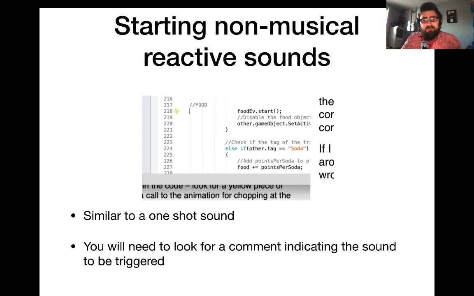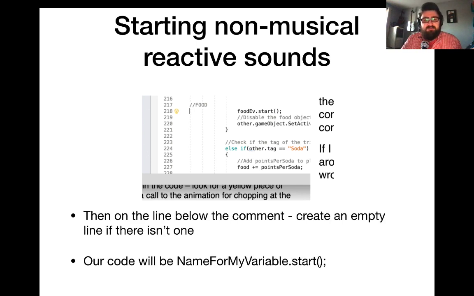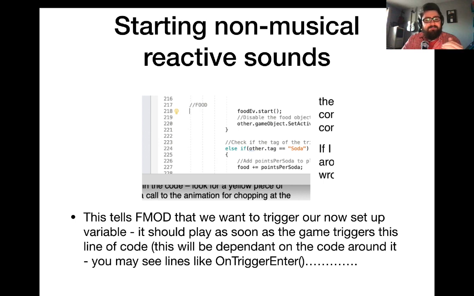We're going to look through the code for a comment indicating where the sound should be triggered, like I have above there, where food would indicate that the collection of food should be triggered. On the line below this comment, or we can create an empty line if there isn't one by hitting return, we're going to put in the same code as we did for the music. Name for my variable, dot start, open brackets, and then semicolon. This tells FMOD that this is the point where we want to trigger our sound. So as soon as the game hits this line of code, this is where it's going to trigger. So this should be dependent on the line of code around it.